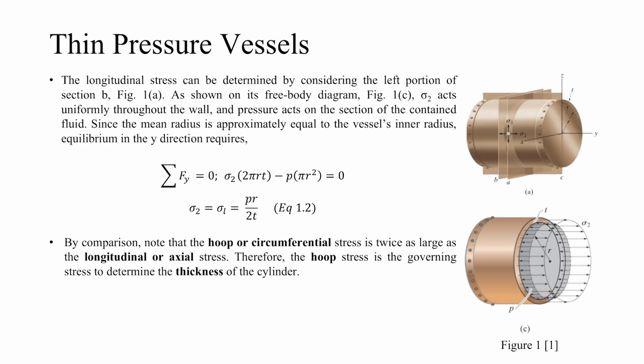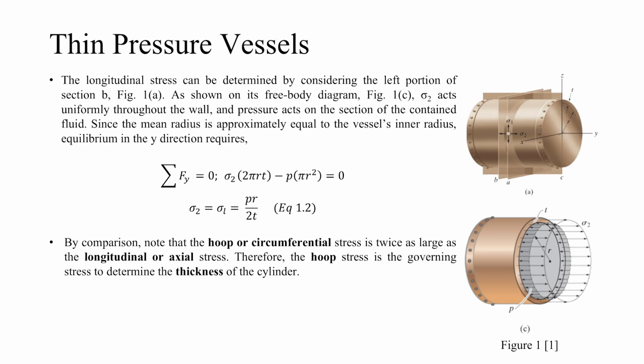Similarly, the longitudinal stress can be determined by considering the left portion of section B, figure 1a, as shown on its free body diagram, figure 1c. Sigma 2 acts uniformly throughout the wall, and pressure acts on the section of the contained fluid. Since the mean radius is approximately equal to the vessel's inner radius, equilibrium in the y direction requires the internal stress to equal the pressure applied on the cross-sectional area of the cylinder. Thus, we get the longitudinal stress equal to pressure times inner radius divided by 2 times the thickness.